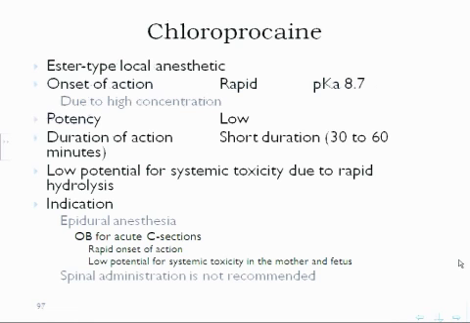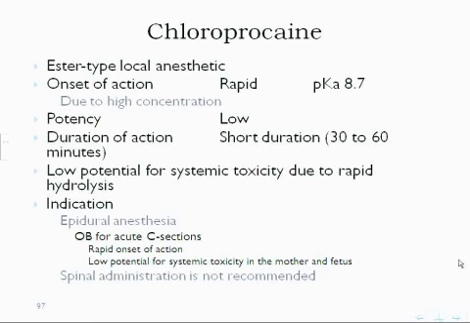So now we're going into the esters. The first one I'm going to talk about is chloroprocaine, followed by procaine, then followed by tetracaine. Chloroprocaine is procaine with an added chloride component to it. Because of that, it has very rapid onset, not so much because of its pKa value. It's one of the exceptions.